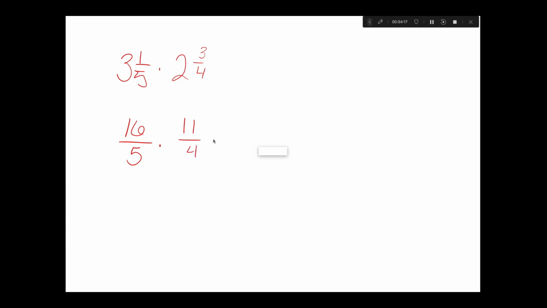When I multiply, I can cross cancel the 16 and the 4. Skip that step. It's all right. That just means you have to reduce when you're done. Well, that was a really big number. So when I multiply straight across, I end up with 44/5. Does that reduce down?